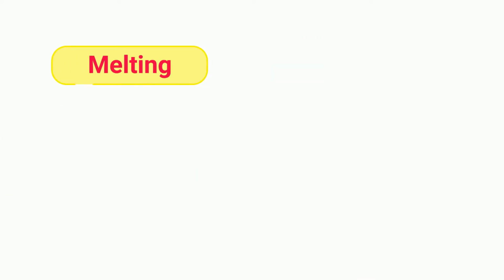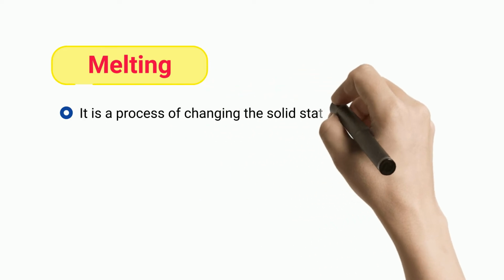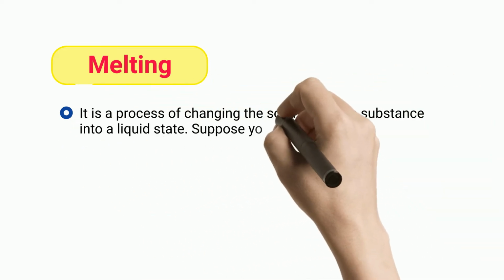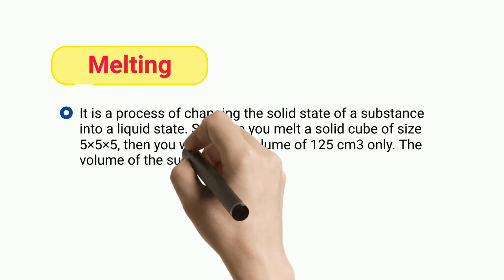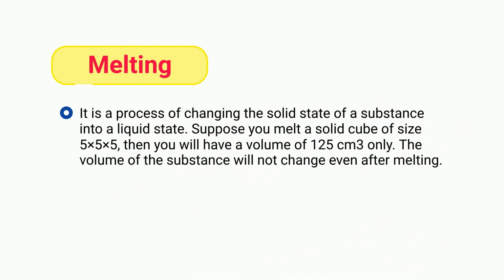Melting. It is a process of changing the solid state of a substance into a liquid state. Suppose you melt a solid cube of size 5×5×5, then you will have a volume of 125 cubic centimeters only. The volume of the substance will not change even after melting.